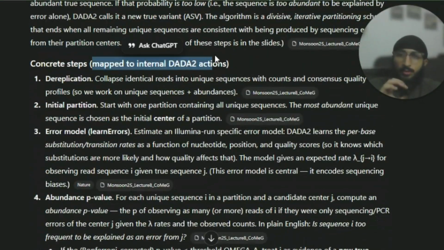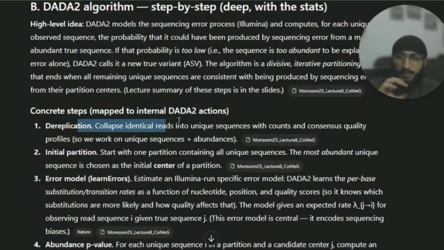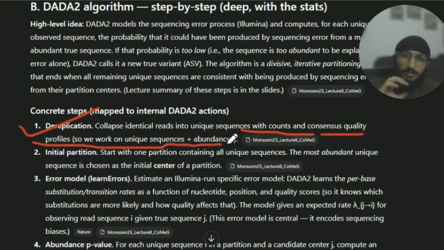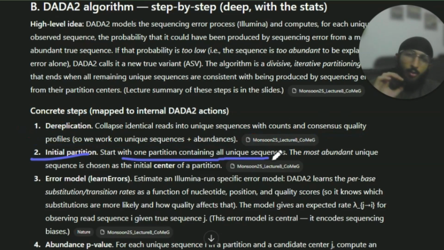Now, concrete steps mapped to internal DADA2 actions. First we have dereplication: collapse identical reads into unique sequences with counts and consensus quality profiles. So we work on unique sequences plus abundances. Then the initial partition: start with one partition containing all the unique sequences. The most abundant unique sequence is chosen as the initial center of a partition.